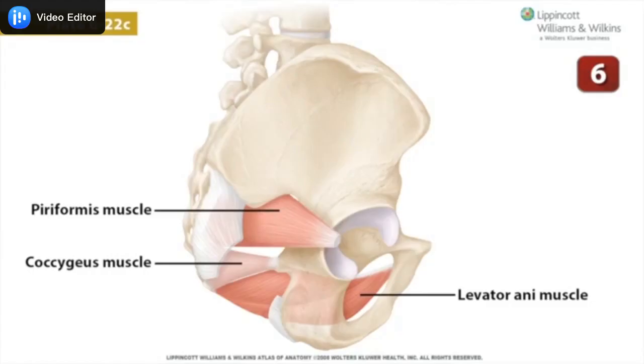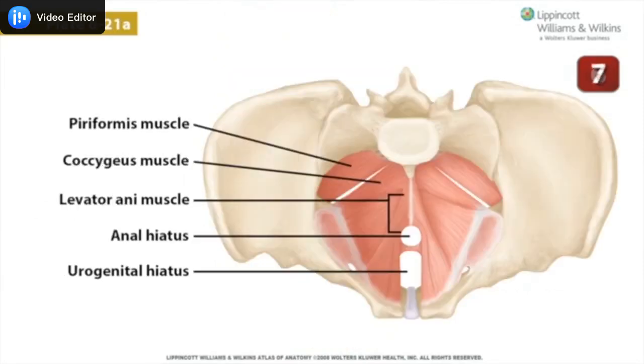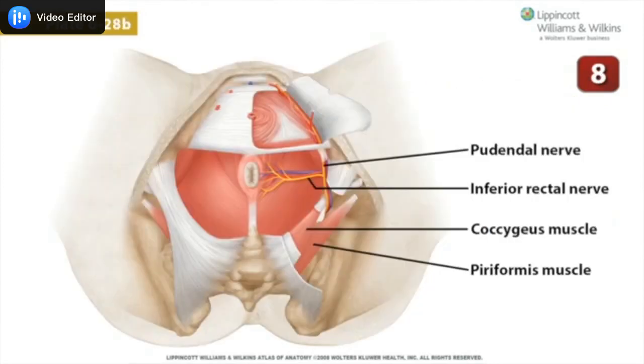Next, label the following structures. So here we see the piriformis muscle leaving the pelvis through the greater sciatic foramen to insert on the femur. We also see the coccygeus muscle and the levator ani muscle. Next, we have the piriformis muscle, the coccygeus muscle, levator ani muscle, the anal hiatus, and the urogenital hiatus. Next, in this one we're looking at the pelvic diaphragm from below. So you see the pudendal nerve, the inferior rectal nerve, and then the coccygeus muscle and the piriformis muscle.